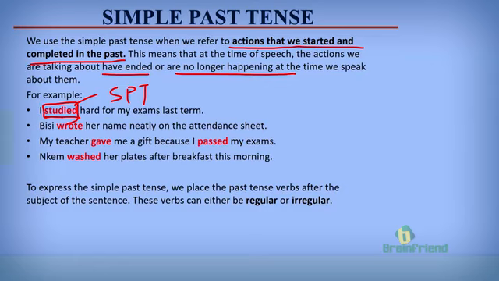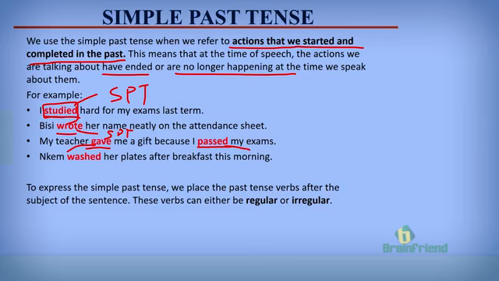The next sentence says, BC wrote her name neatly on the attendance sheet. Wrote is also in the simple past tense because it expresses an action that has been completed. My teacher gave me a gift because I passed my exams. Here we have two verbs in the simple past tense, the verb gave and the verb passed. They all refer to past actions.